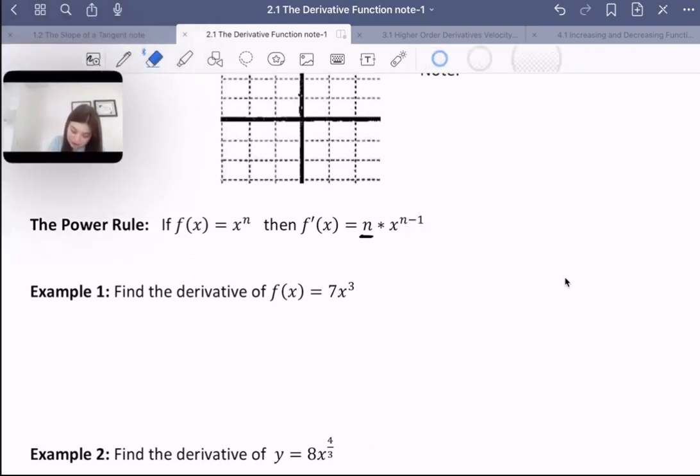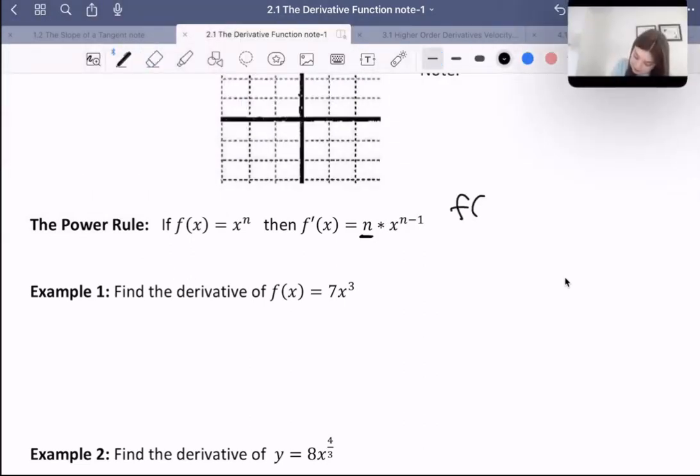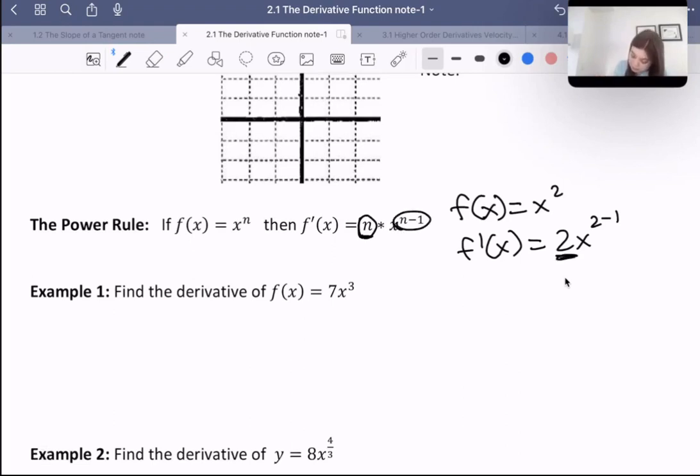If f of x is equal to x squared, that means f prime of x, our derivative, is going to be 2x to the 2 minus 1. Notice how I put my n, which was 2, out front, and then I subtracted 1 from the exponent, so 2 minus 1. 2 minus 1 is just 1, so x to the power 1, which is just 2x. So the derivative of x squared is 2x for that reason, and first principles would also suggest that as well. But in terms of our power rule, that's the reason.